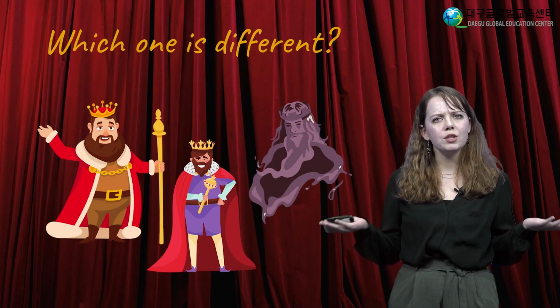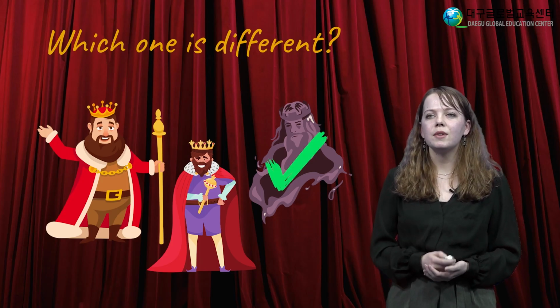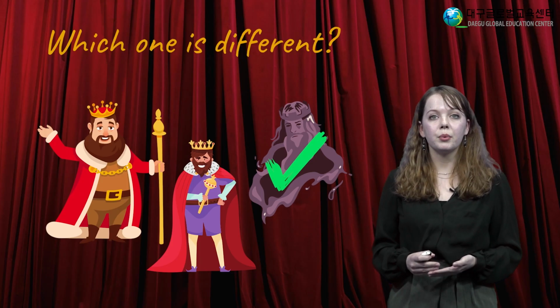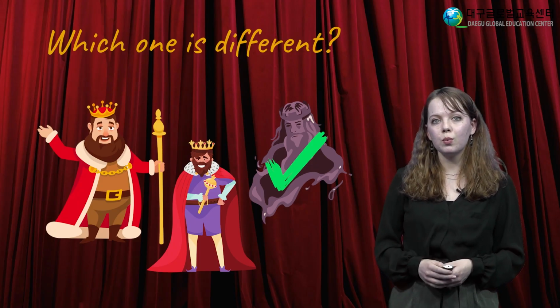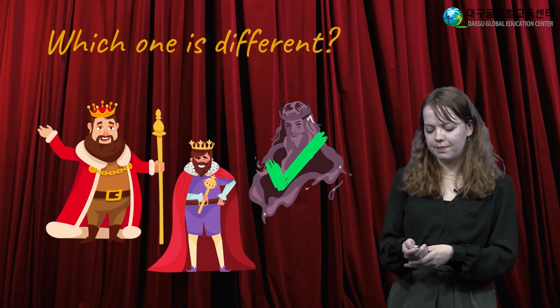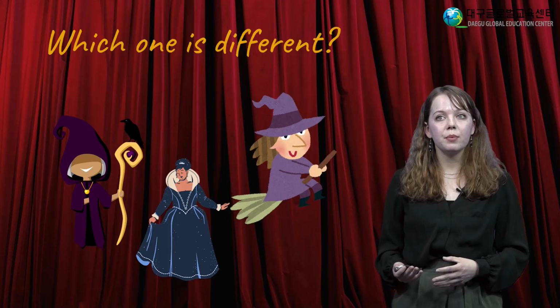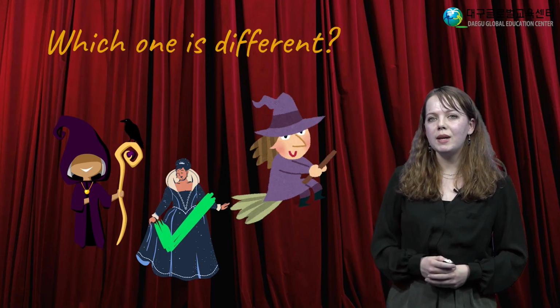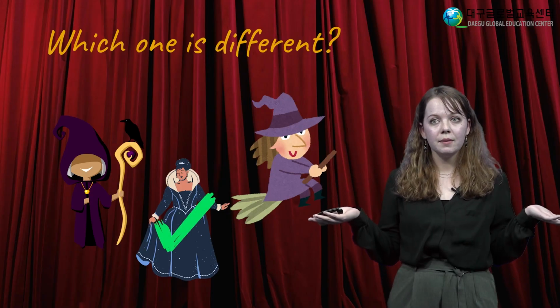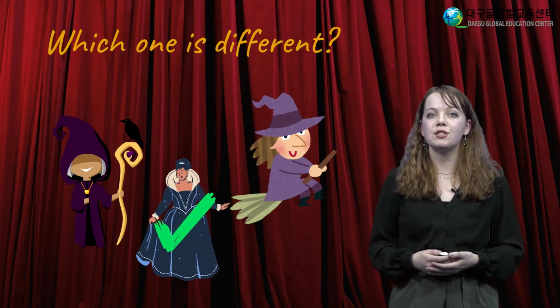Let's review the types of images. Look at these 3 characters and tell me which one is different. If you said 3, you are correct. All 3 are kings, but the third one is a ghost, so he has an ethereal image. Which of these is different? We have 3 women. The queen is different. Why? She has a grand image, and the witches have a sharp image.